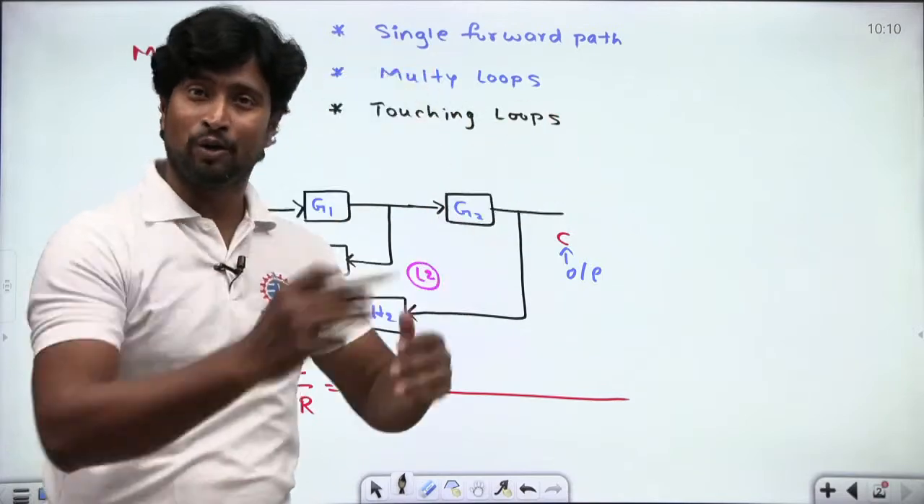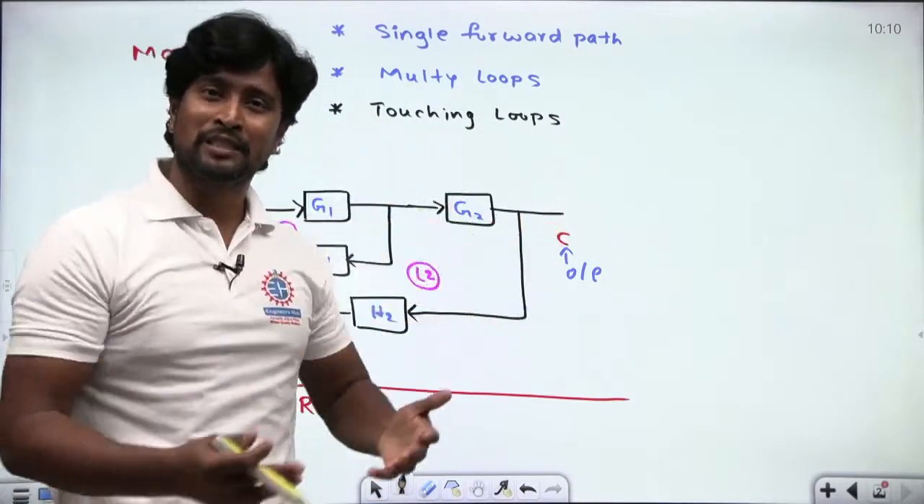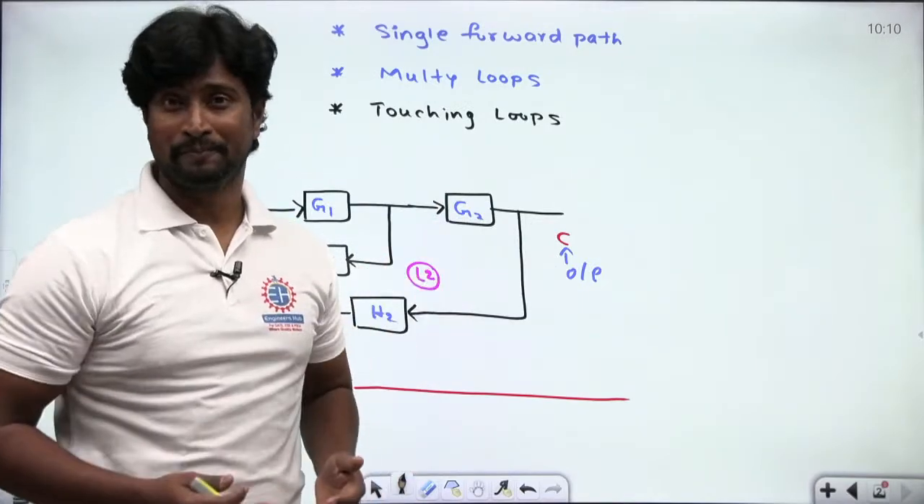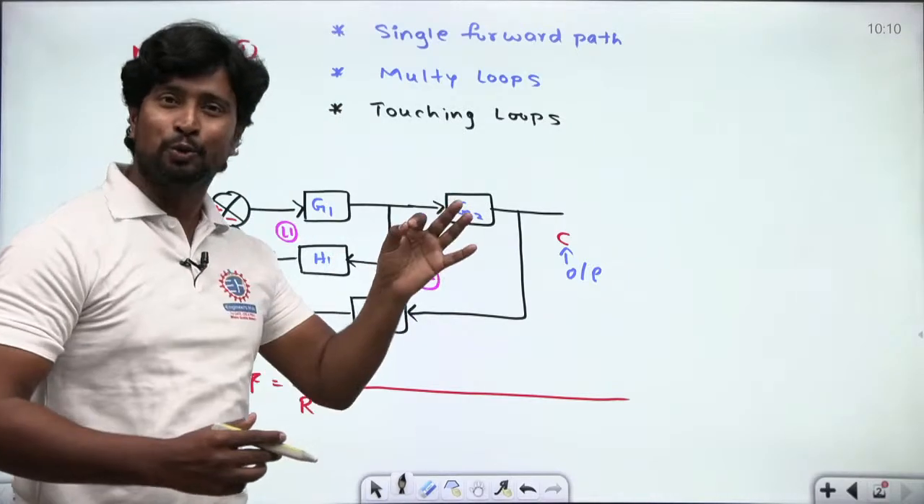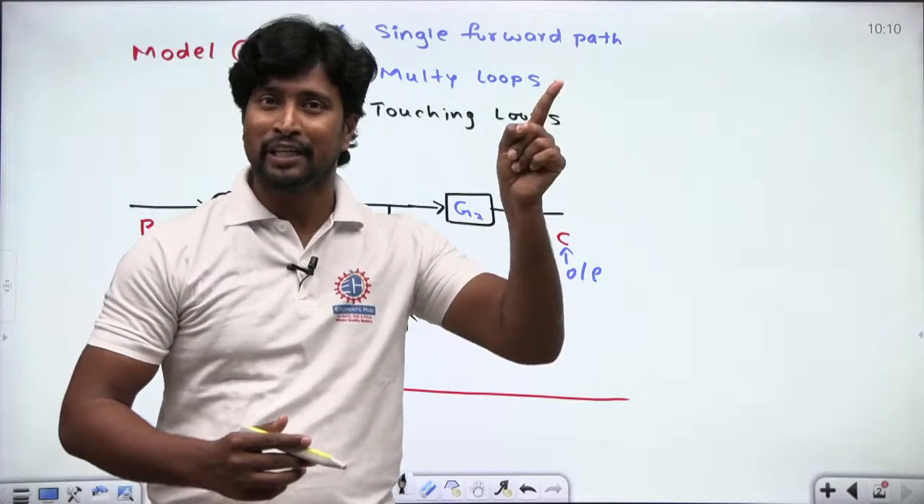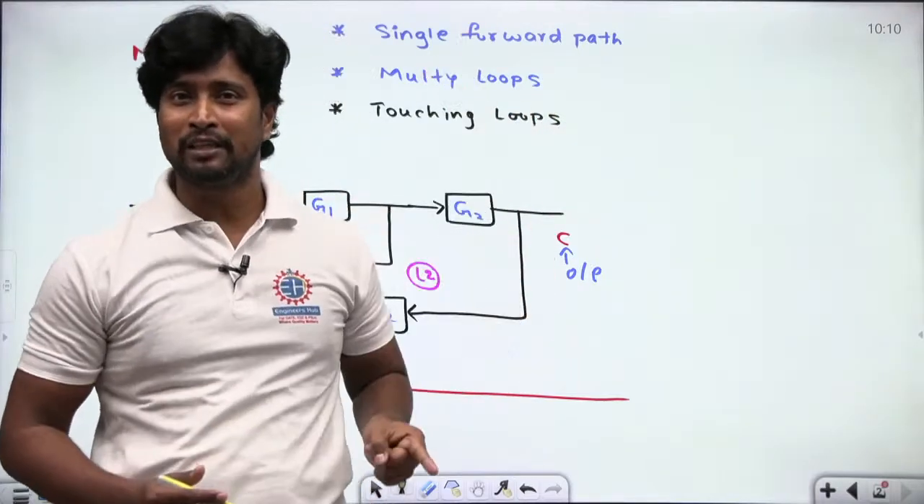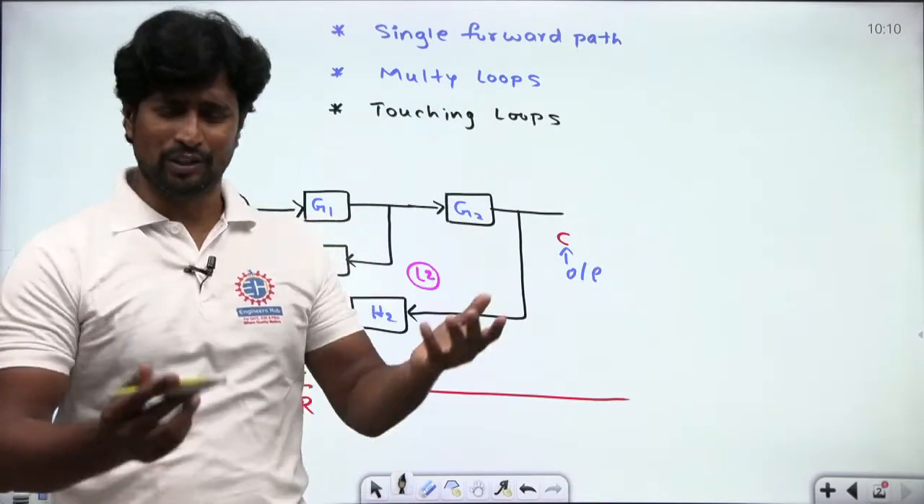If it is non-touching, how to handle? I would like to introduce the next model. If more than one forward path is present, how to handle? I would like to introduce that in the next model. Are you clear? Right? But in this case, I'm just introducing how to get the solution if the diagram contains only a single forward path and multi loops, both touching loops. So it's very simple, easy, guys.